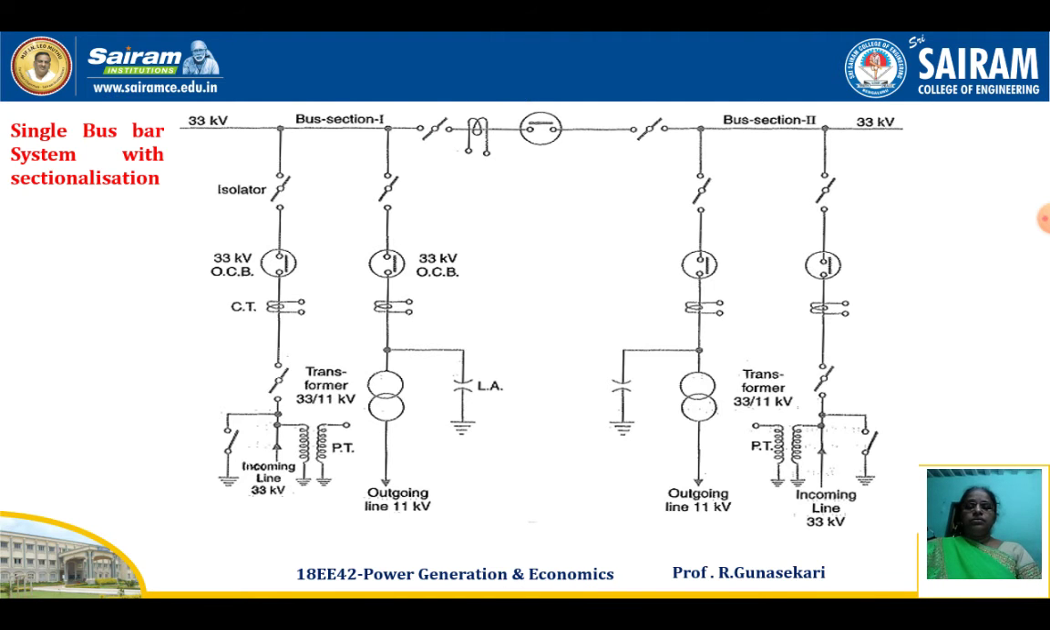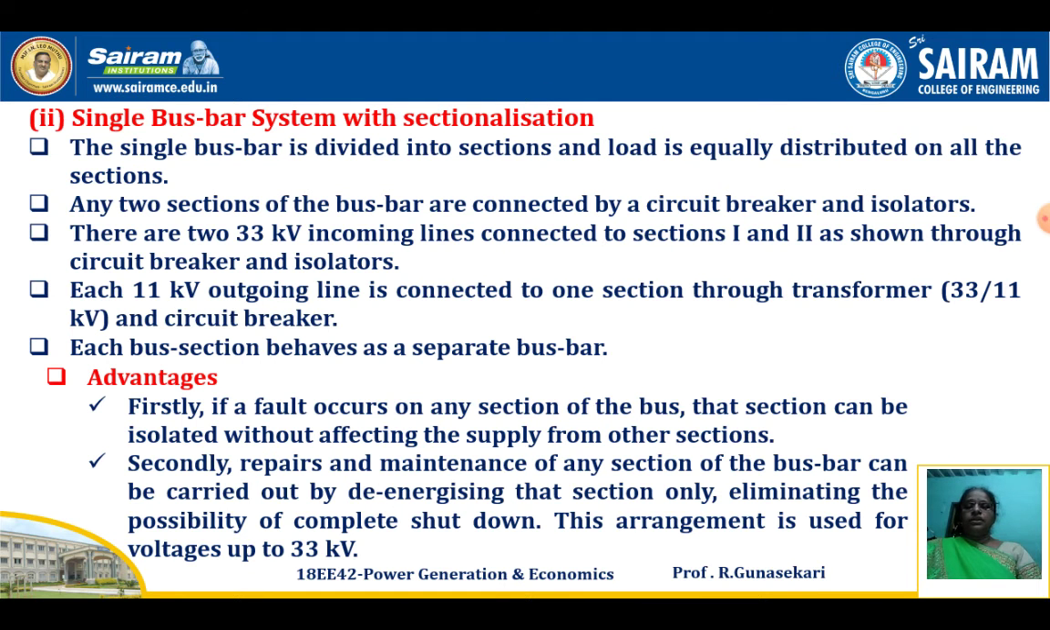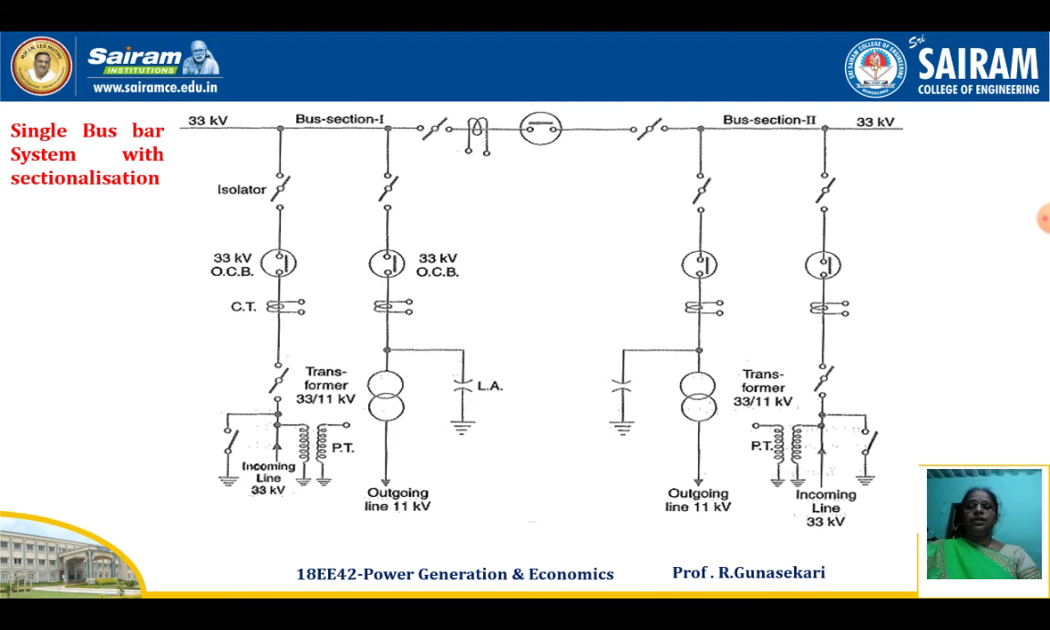Okay, so now you can study the single bus bar system with sectionalization. In this, the single bus bar system is divided into two sections. We already studied the single bus bar system; that system is divided into sections. See the diagram here. On the right hand side, there is one incoming line and one outgoing line.